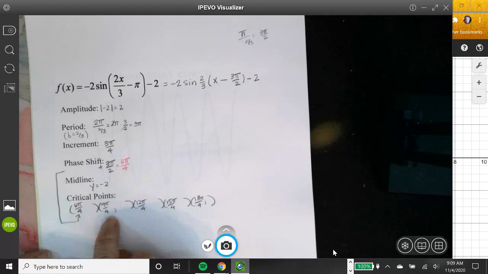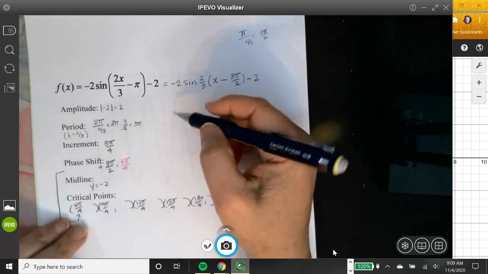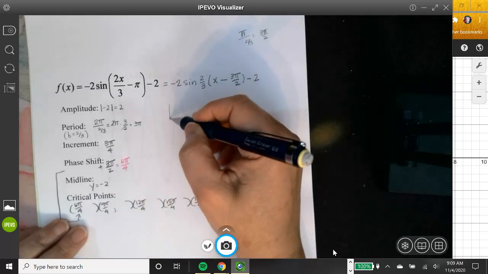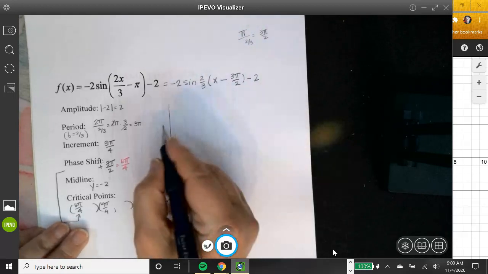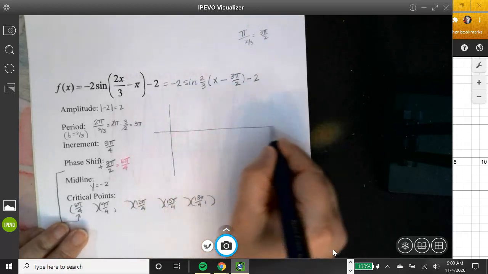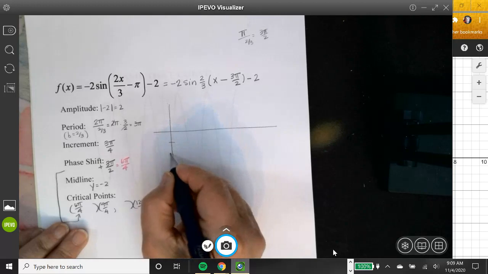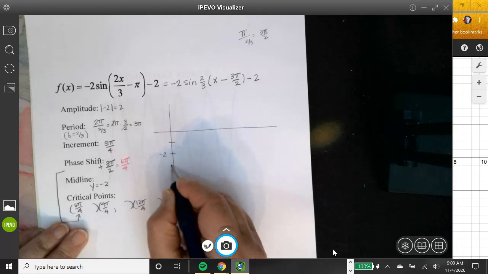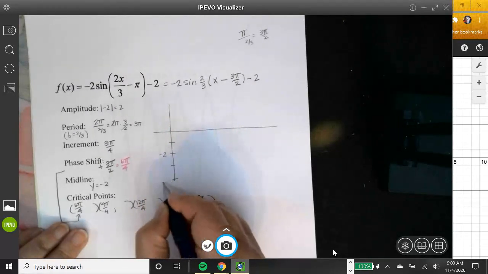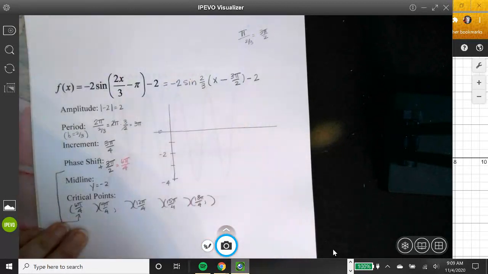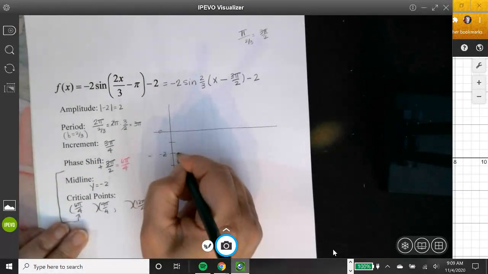Wow, I really made this point big. Okay, so I got an amplitude of 2 and a midline of -2. So I'm going to skew this a little bit. So it's -2, -4. I'm going to go to 0 up here. Okay, midline is -2. Here it is.